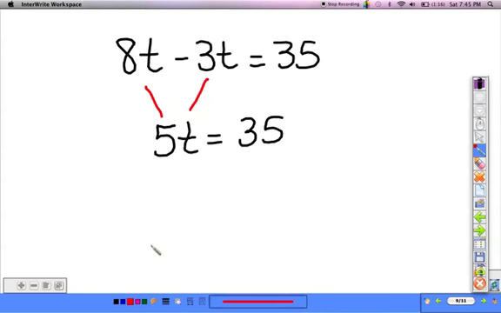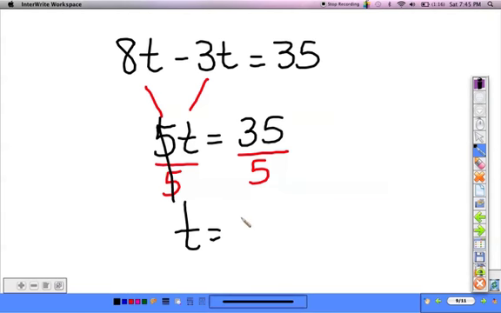So now I can do the opposite of multiplying by 5, which is to divide by 5. And when I do that, I get 1 t, and I get a positive 7.